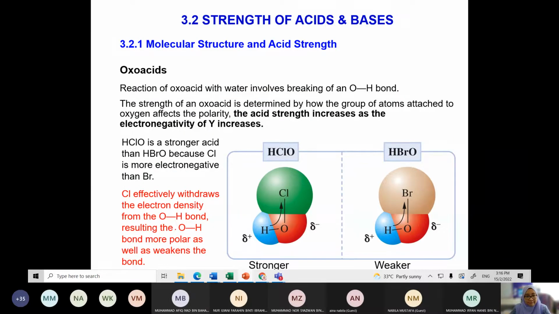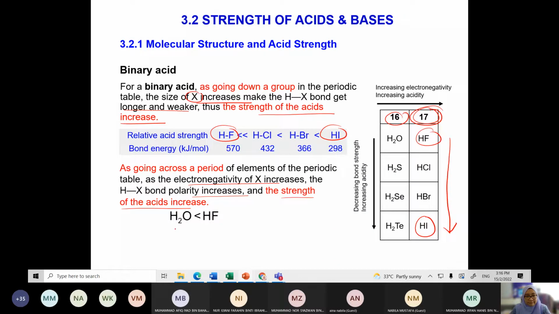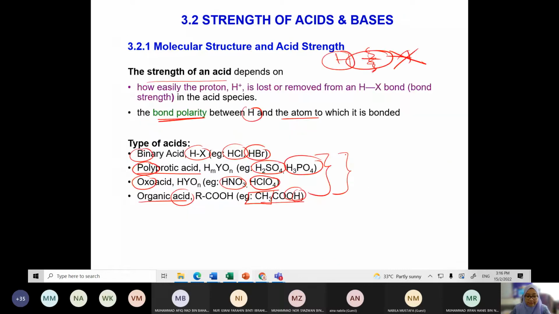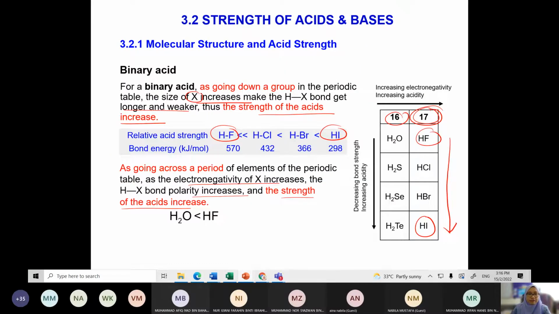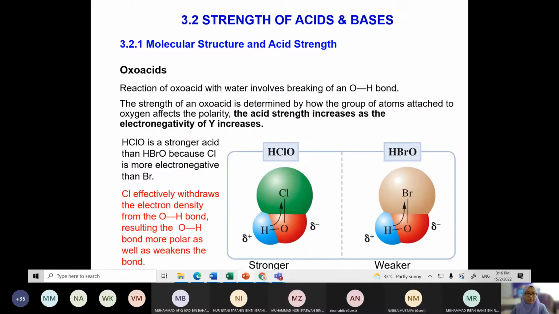Done. Guys, we are done with binary acid. So make sure that you know how to describe binary acid. Please remember that you have to describe in terms of going down the group and across the period. Right. We have oxo acid.